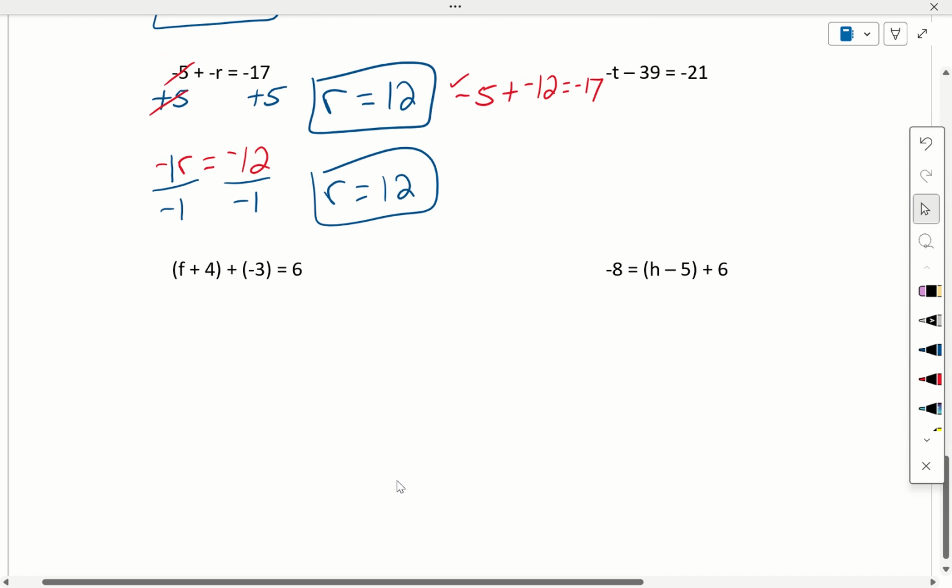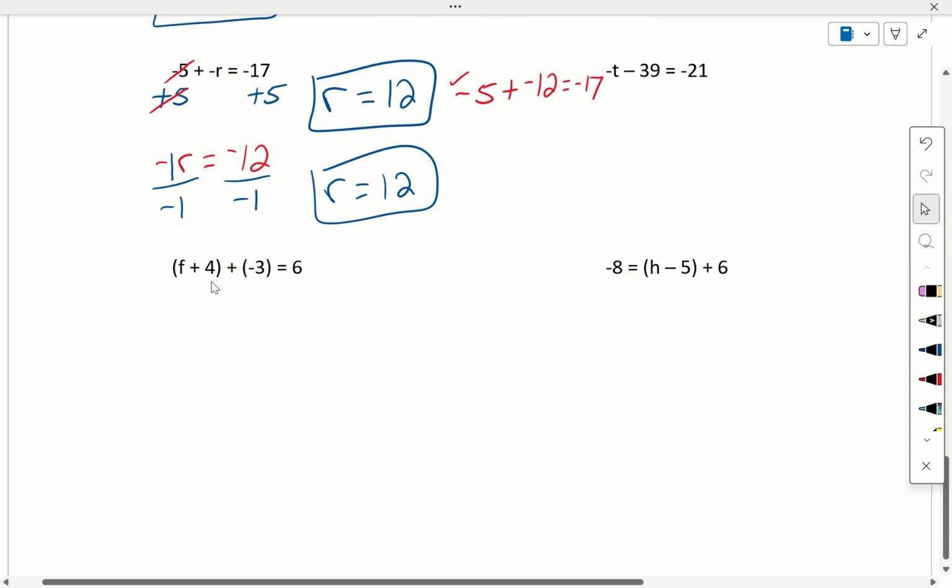Here, we're going to combine what we can. I can combine this 4 and the negative 3. You can drop all these parentheses. They're not needed. 4 plus negative 3, that's plus 1. I was able to combine those, and that's equal to 6. And now we have a pretty simple equation.